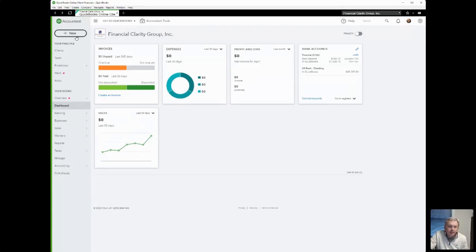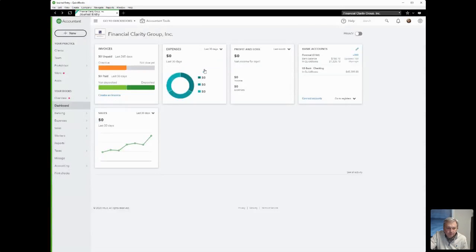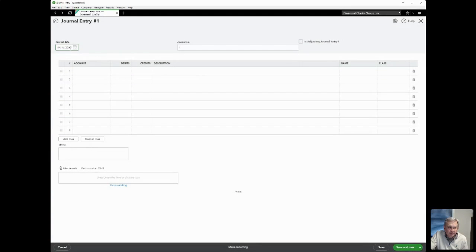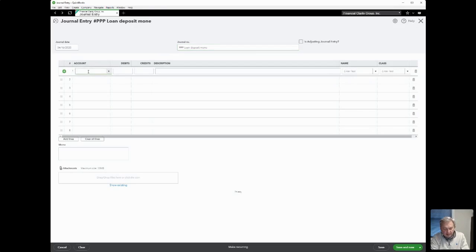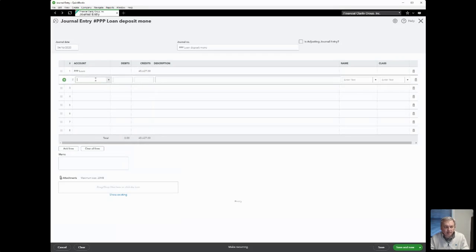The other way that you could do it is via journal entry. If you click on New and Journal Entry, your journal entry window pops up. Again, you would pick the date that it was deposited in your account and give it some sort of description. We tell it the account is the PPP loan account. You may have to create this if this is the way you went. The deposit amount, I don't remember what I used on the last one. This should be a credit actually, because liabilities have credit balances and you're creating a credit balance.